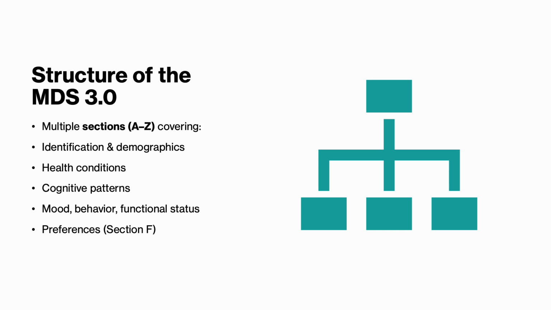So the structure of the MDS: there are multiple sections, sections A through Z. There is a variety of different things such as identification and demographics, health conditions, cognitive patterns, which is often where the clinical social worker will input the mental exam results, mood and behavior, functional status, and then the preferences, which is Section F, the section that as rec therapists we're responsible for. And that is a section that is key to our work as recreation professionals.